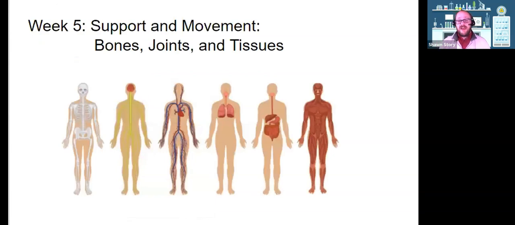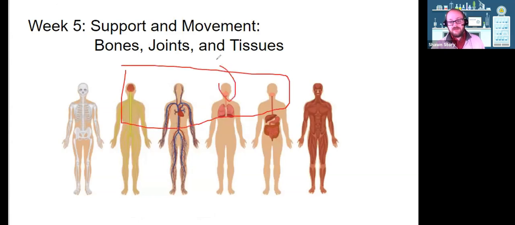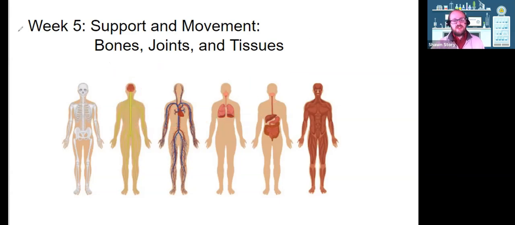All right, and that is the end. That was Unit 5, where we're looking at support and movement. We're looking at all those bones, joints, and tissues in the human body. Next week when we come back, we're going to start looking at these things here. We're going to really focus on the respiratory and the digestive system, and we're going to look at the nervous system and the cardiovascular system over the next 2 weeks.